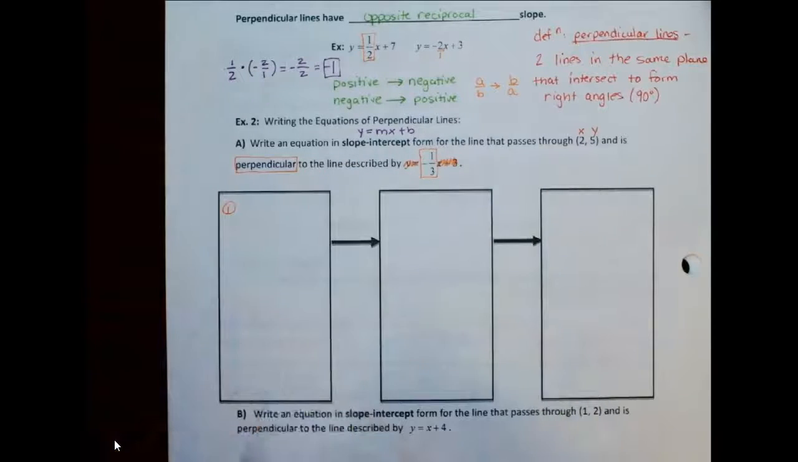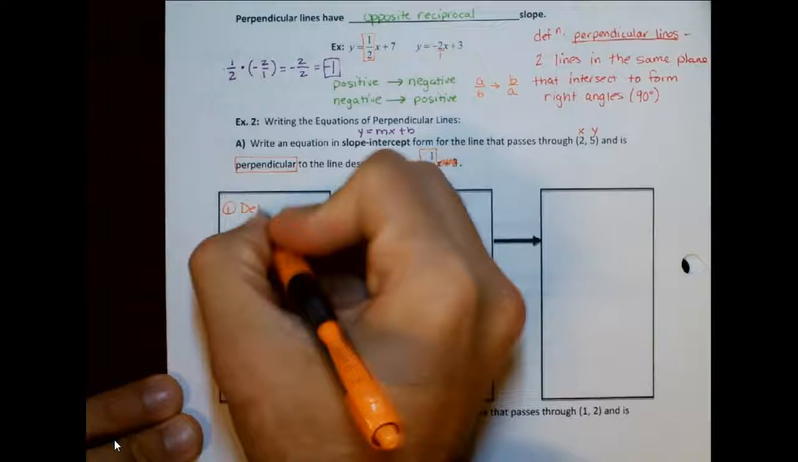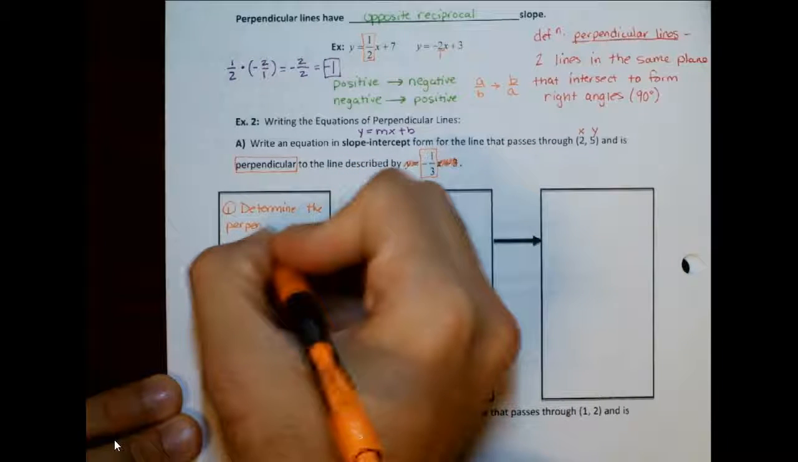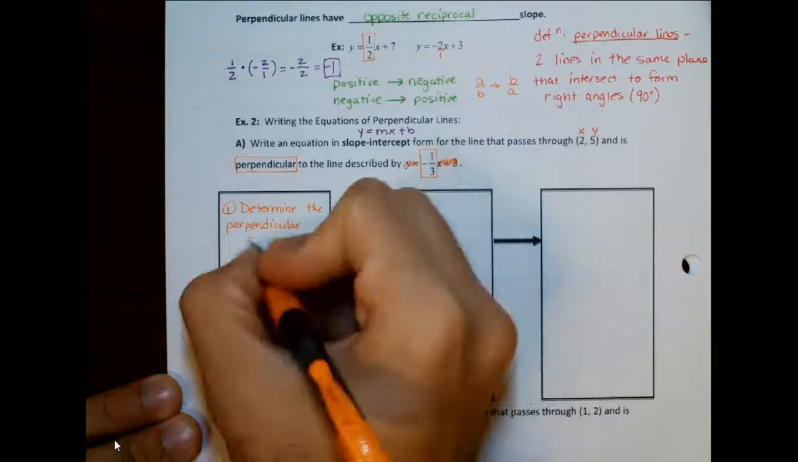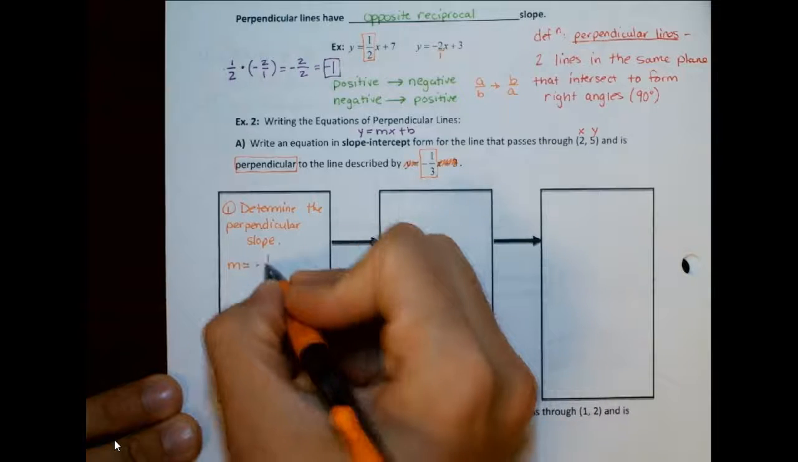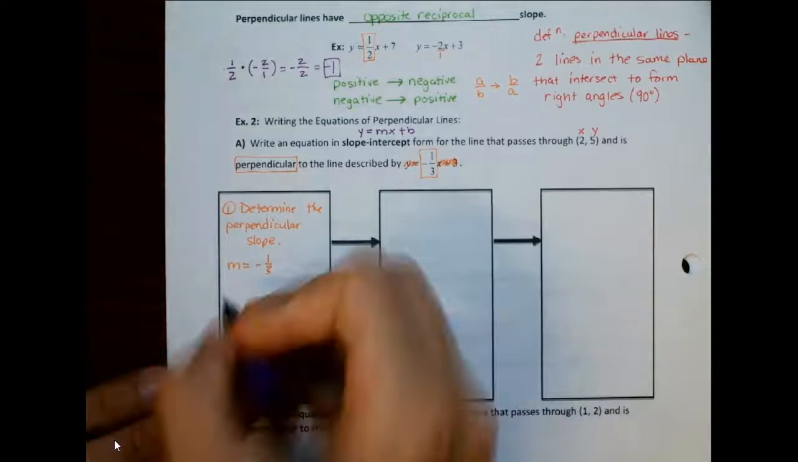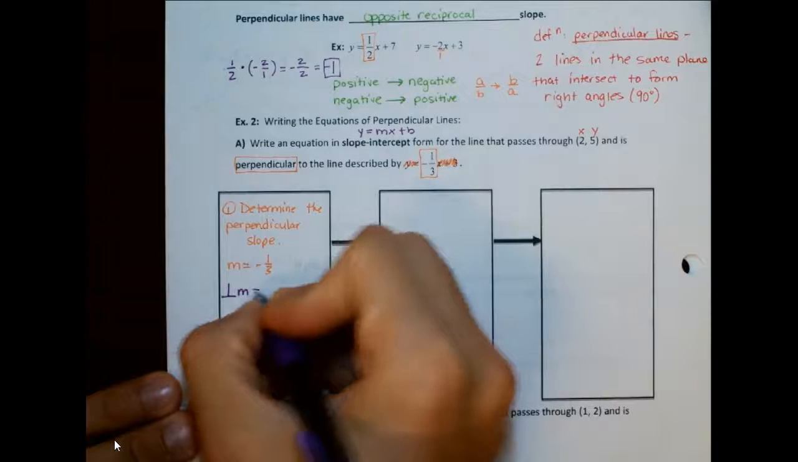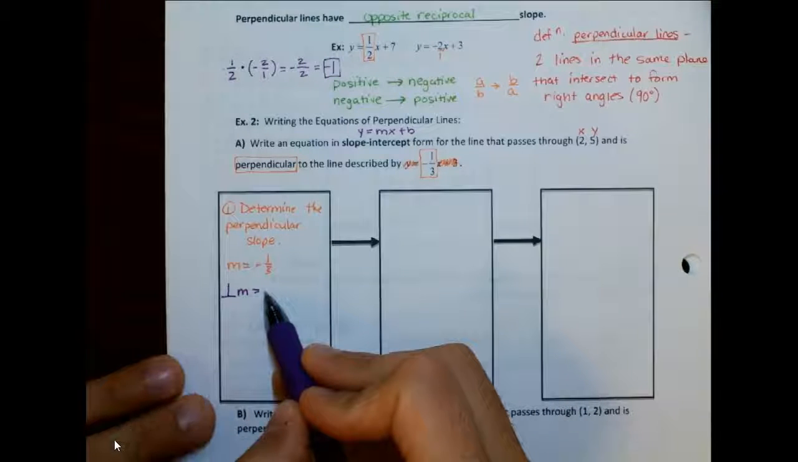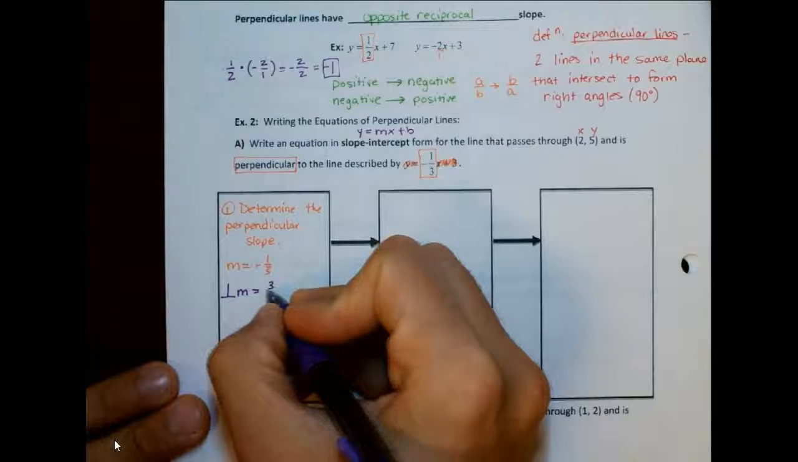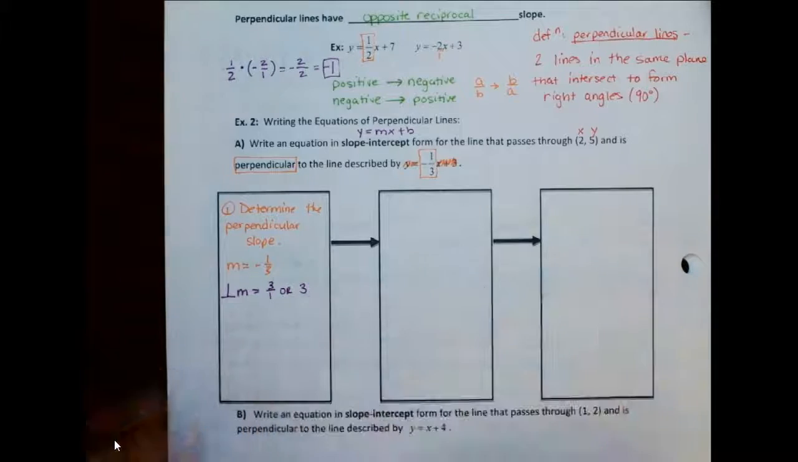So step 1, in writing in slope-intercept form for a line that's perpendicular, is you want to determine the perpendicular slope. My given slope in this equation was -1/3. The symbol for perpendicular is an upside down capital T. My perpendicular slope, this is negative, so my new slope will be positive. 1/3 is my fraction, so I want to take the reciprocal of that, so that would be 3 over 1, or we can just write this as 3.